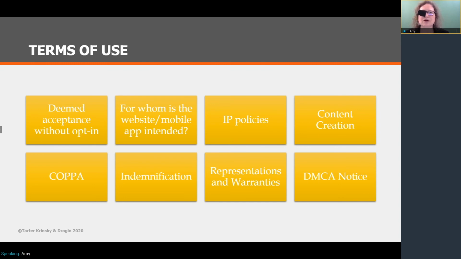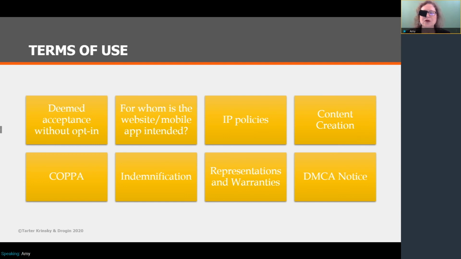Content creation. Are you going to allow your consumers to do something with your content? Let's say that you are a children's book author. Are you going to allow fan fiction, for instance? Your terms of use would explain that to the public. We just discussed COPPA. Indemnification. Again, with content creation, you have a safe harbor if the content creator is solely responsible for that content and is indemnifying you. Now, from a practical perspective, the indemnification is only as good as the assets of the content creator, so you still have to be a bit careful.